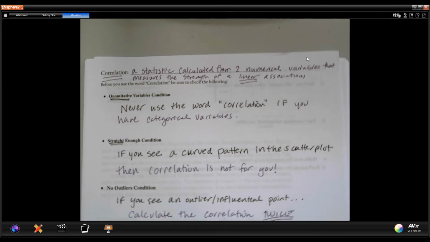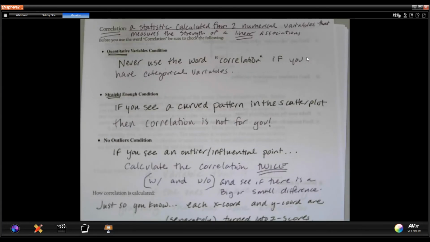Okay. Sometimes an outlier makes very little difference on the correlation, and sometimes it does make a big difference. So we would need to know that information. Okay, so how a correlation is calculated.